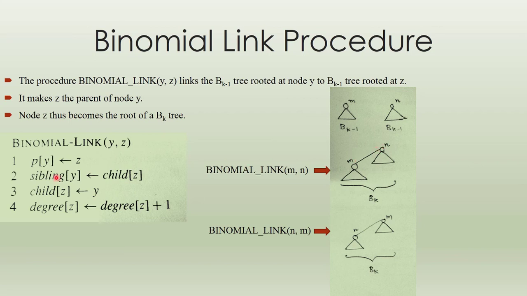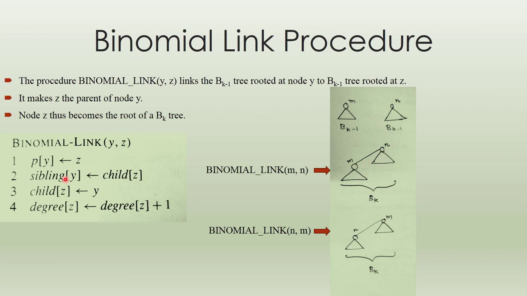Then sibling of y equal to child of x. Sibling of y equal to child of z. That is, sibling of m equal to child of n. What will be the value of child of n? Child of n contains the address of the leftmost child. When these two trees are linked, that leftmost child becomes sibling of this m. Leftmost child of n becomes sibling of m.